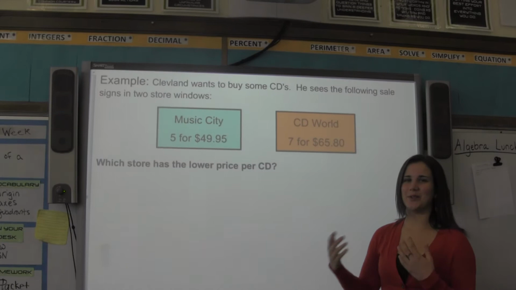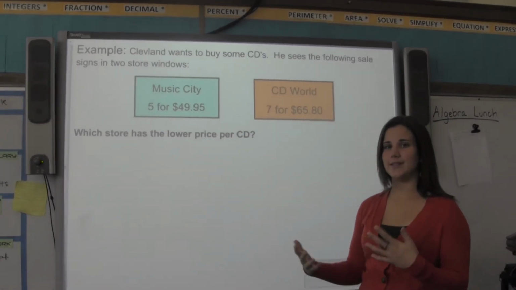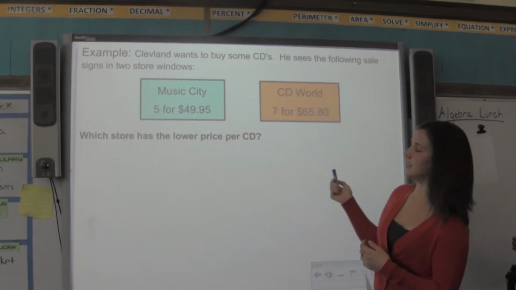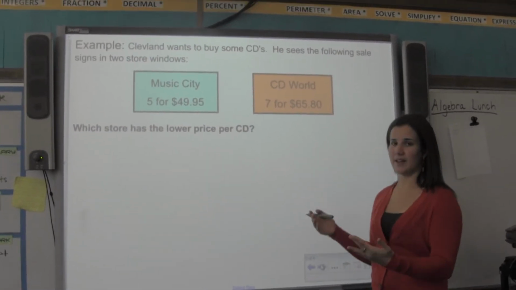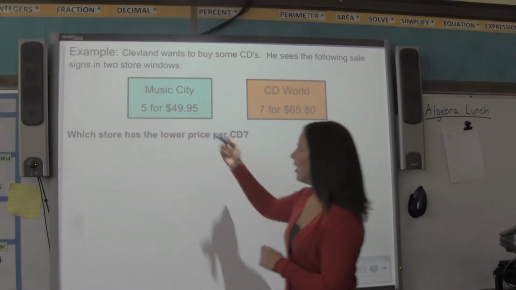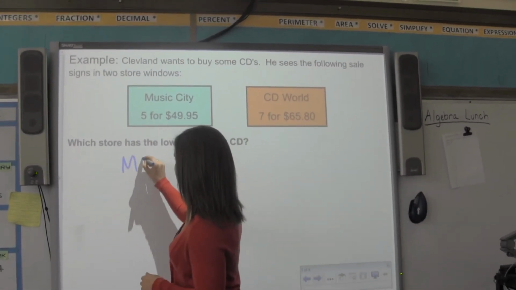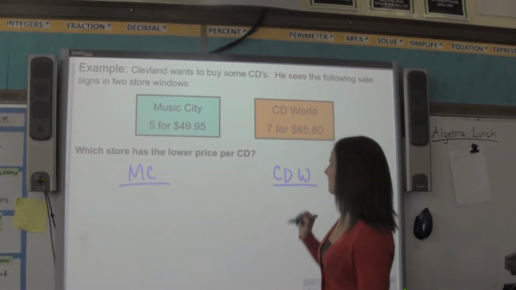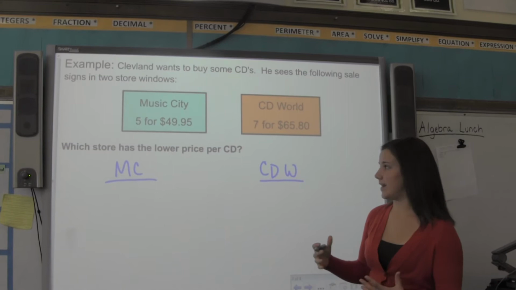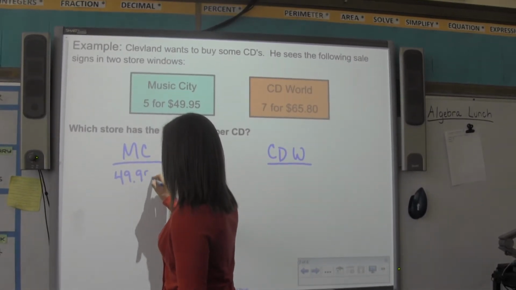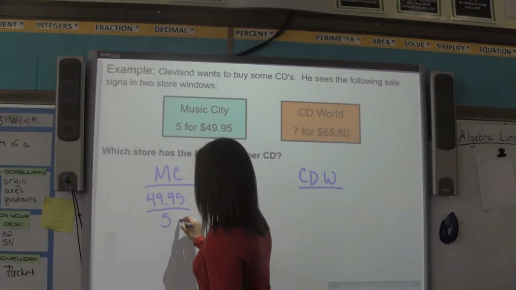This is an example of when you would use unit rates to compare two prices like in a store. So I have two music stores here, Music City and CD World. Both of them have a sale on CDs, and I want to know which one has the better price per CD. So on this side I have Music City. On this side I have CD World. And I'm going to compare these using a rate. So I have 49.95 over 5 CDs.